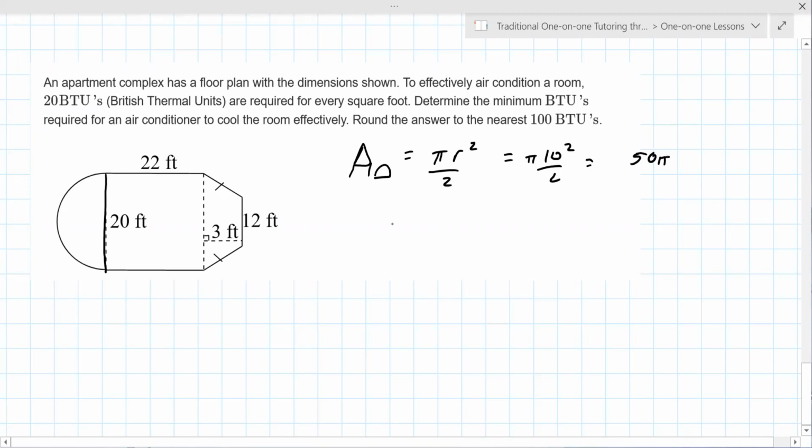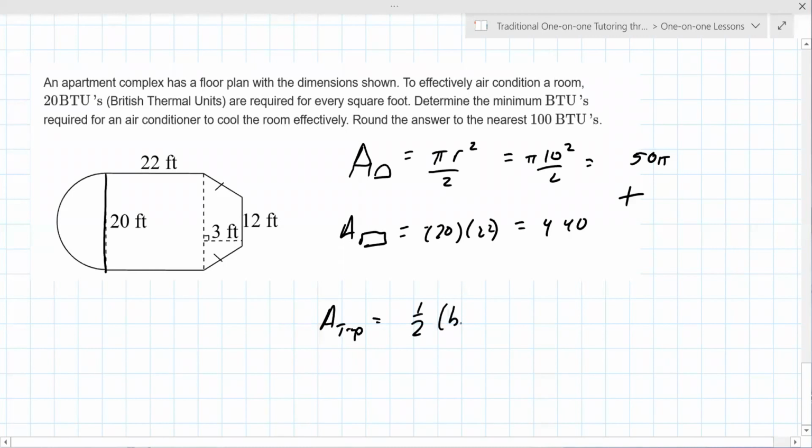Great. What's the next one? This sort of rectangle. What's the area of it? It's base times height or length times width. So that's 20 times 22. So that's 440. We're adding these. And then the trapezoid over here, it's 1/2 base 1 plus base 2 times height.